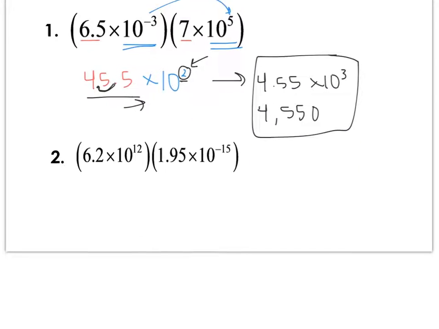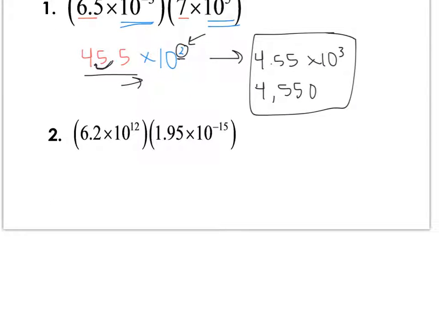Okay, let's take a look at the second example. Again, I want to break this up into 2 parts, so 6.2 and 1.95, and then I'll look at the 10 to the 12th and 10 to the negative 15th. So 6.2 times 1.95 gives me 12.09, and then 10 to the 12th plus negative 15 gives me 10 to the negative third.